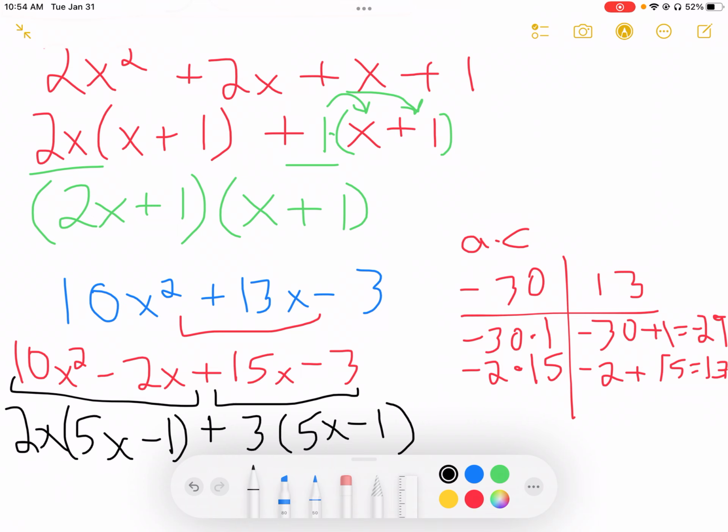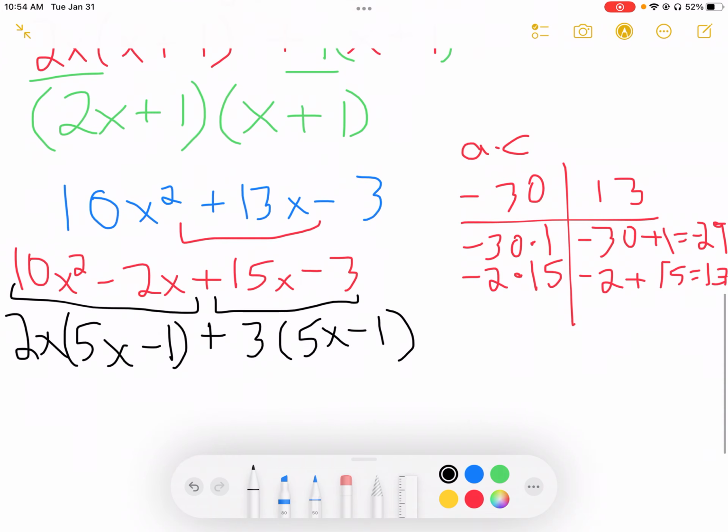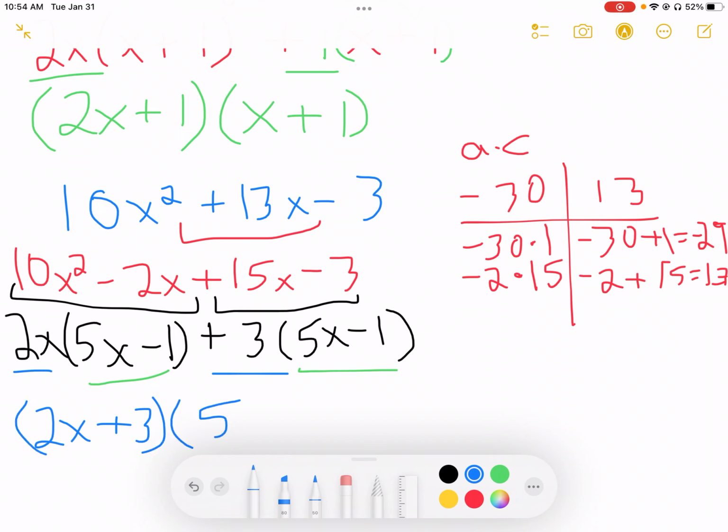So if you have something that sets up like this, you can be more sure that you did it right because you can see you have two different parts. You say, okay, I have 2x plus 3, and then I notice that this group of terms here is exactly the same. Okay, so then I have 2x plus 3 and 5x minus 1.